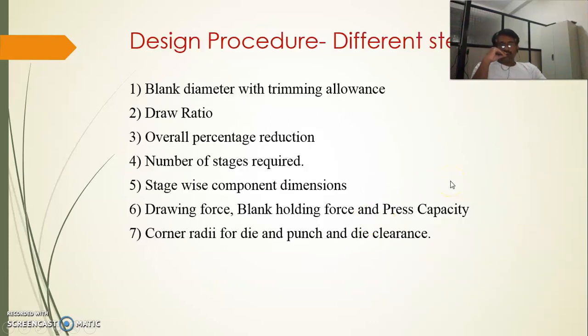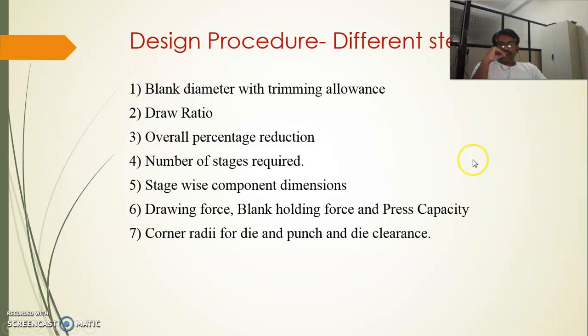The design procedure with the different steps is given in this slide, in which we require 7 steps to complete a solution. First of all we require to calculate the blank diameter with the trimming allowance. So by considering the trimming allowance, we calculate the blank diameter, from which we can go for the drawing operation for the curve type of shape. The trimming allowance which has been added into the curve will get trimmed after the complete operation.